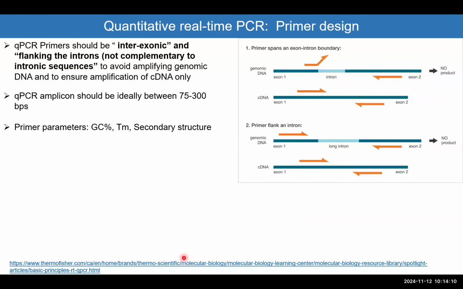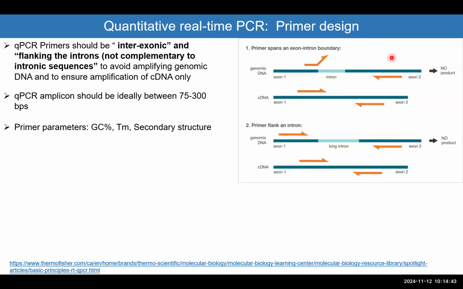In the slide that was describing the primer design, there were a couple of words missing. It was written interexonic flanking the introns. So I just added some corrections. So be careful, go back to that slide and correct it if that was not clear for you. So the qPCR primers should be interexonic. Again, it goes from exon 1 to exon 2, or whatever combination you are trying to use. Exon 5 to exon 6 works. Exon 8 to exon 10 works.